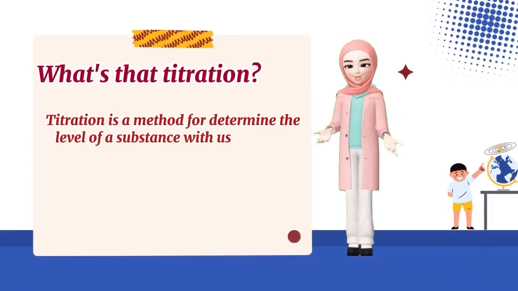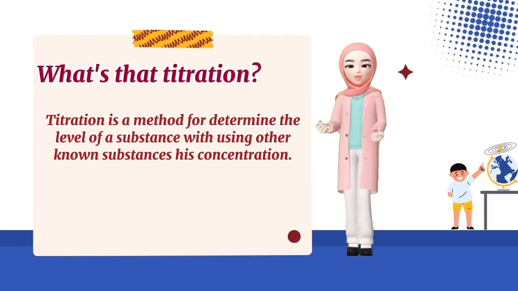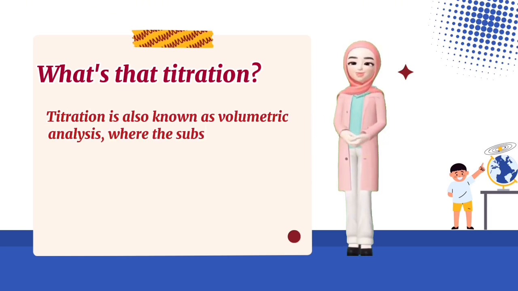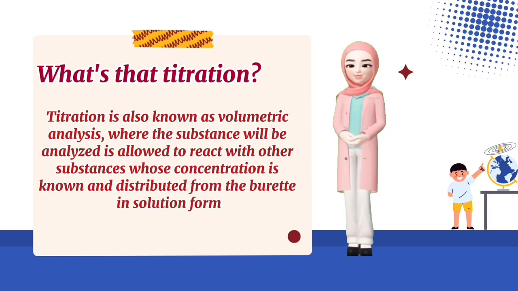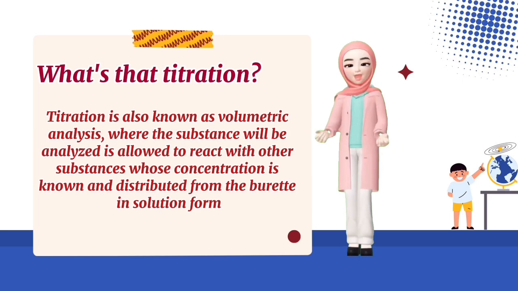Titration is a method for determining the level of a substance using other known substances with a known concentration. Titration is also known as volumetric analysis, where the substance to be analyzed is allowed to react with other substances whose concentration is known and dispensed from the burette in solution form.